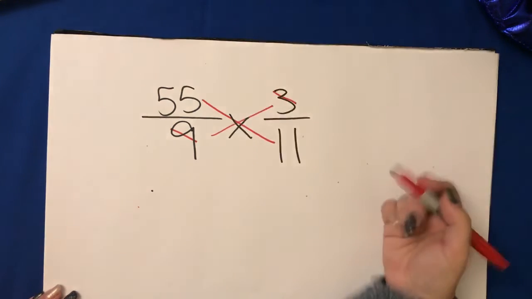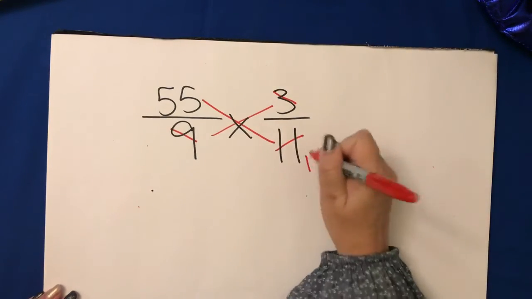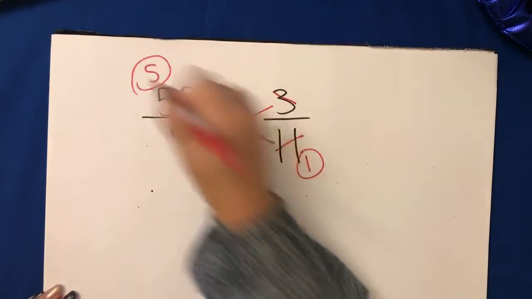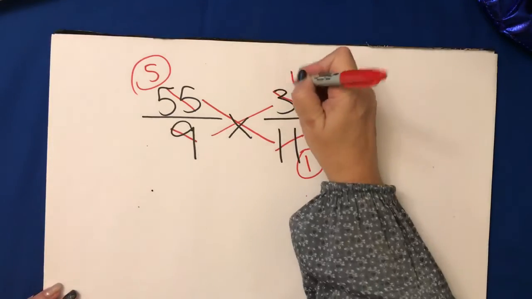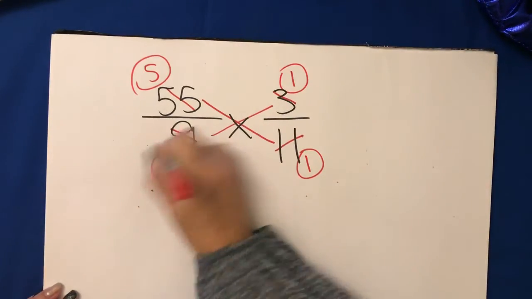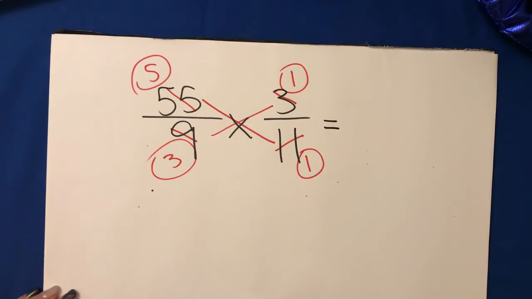Okay, good. So the 5 and 55 and the 11 reduces to a 5 and a 1. So I'll do that for you guys real quick. There's that. 3 and 9 equals 1 and 3. Okay, so here's a 1 and here's a 3. Then what?